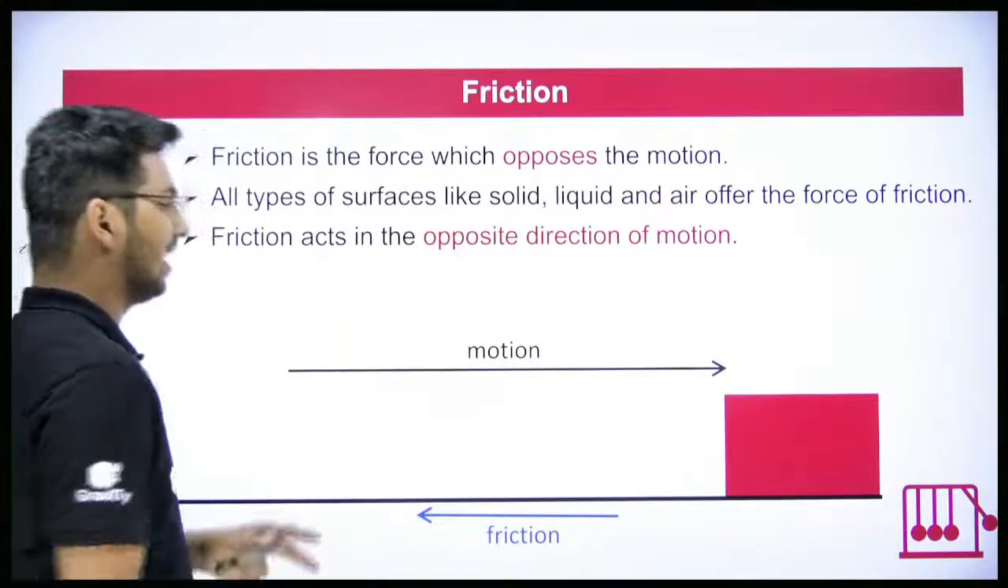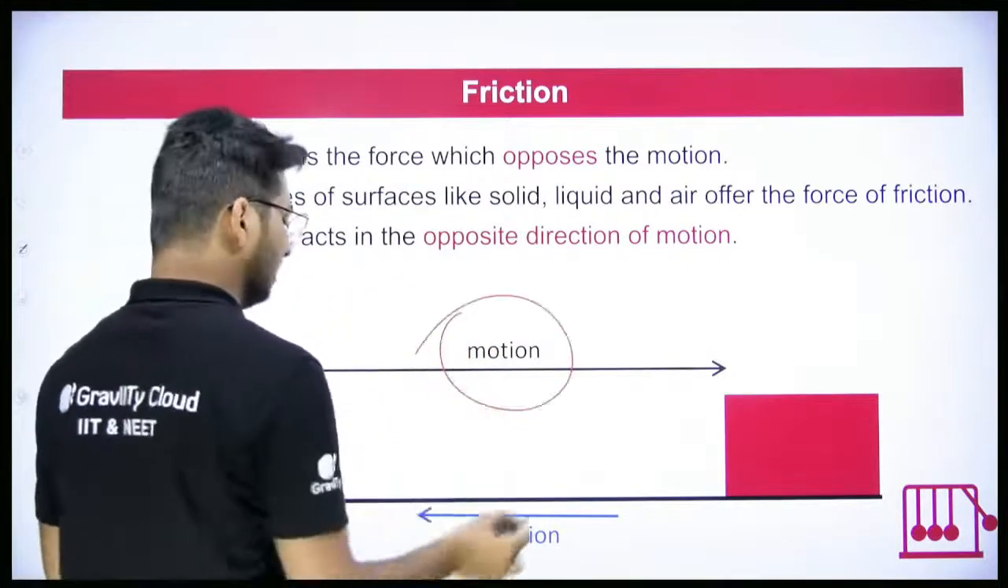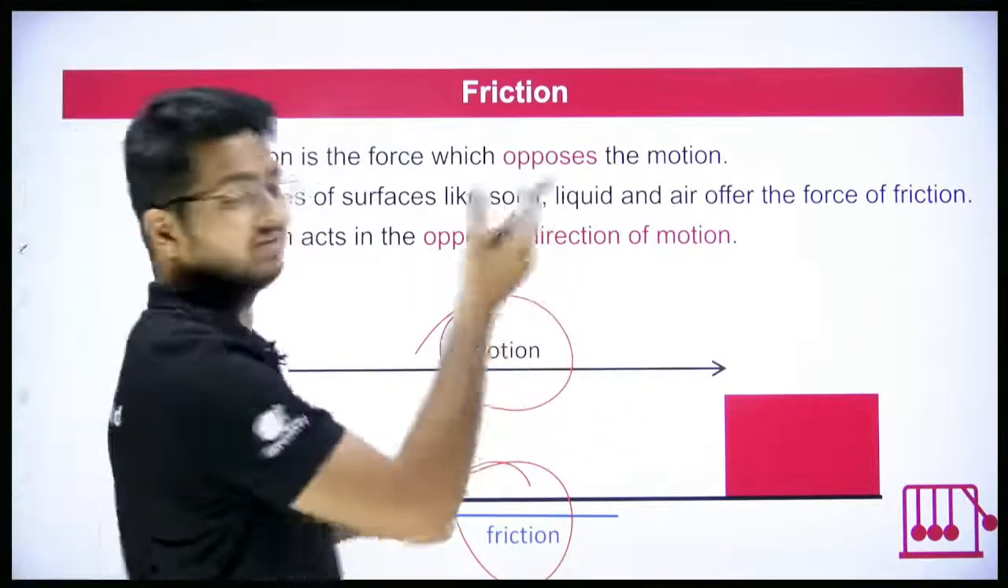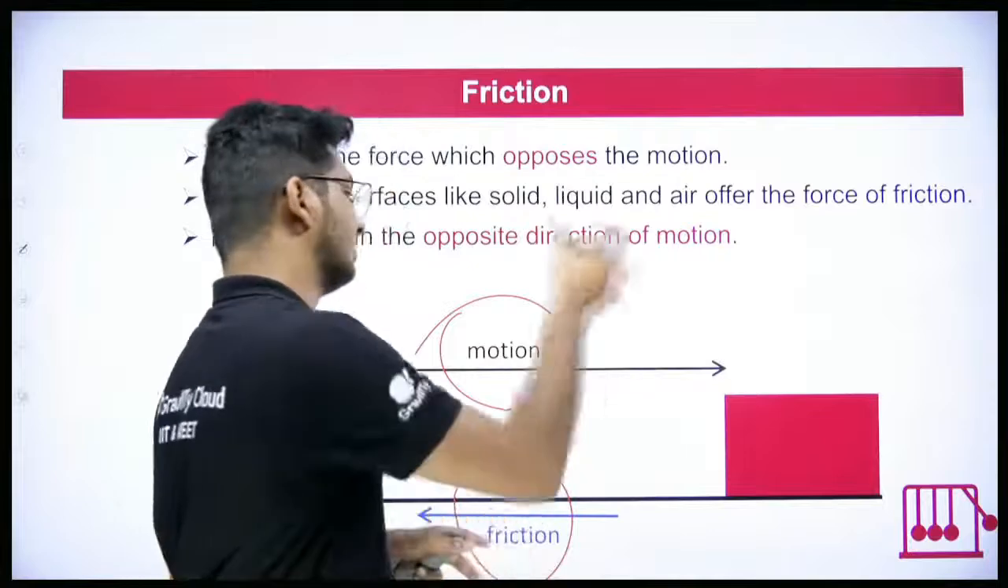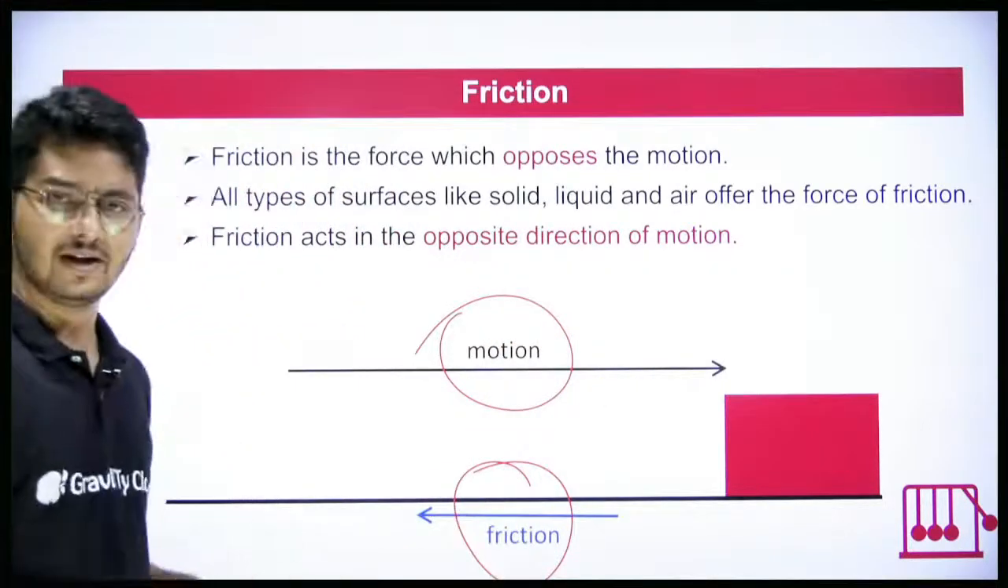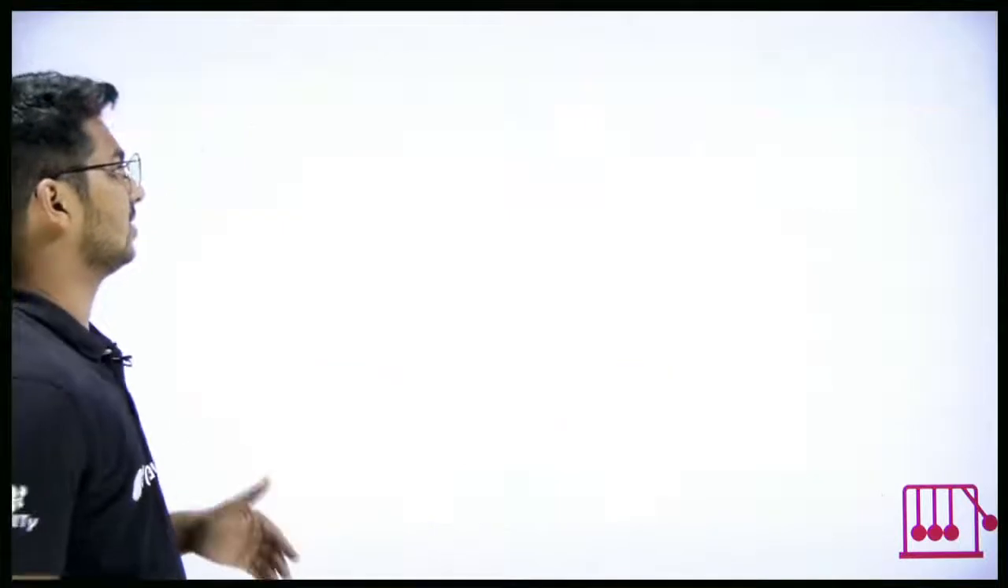In simple terms, friction is the force which opposes motion. And how will it act? If motion is towards right, friction is towards left. If motion is towards left, friction will be towards right. So friction is in the opposite direction of motion. Basic. Clear? So that's friction.